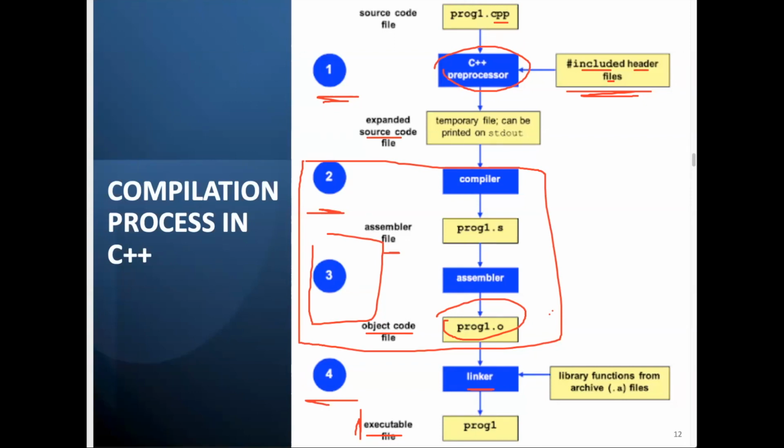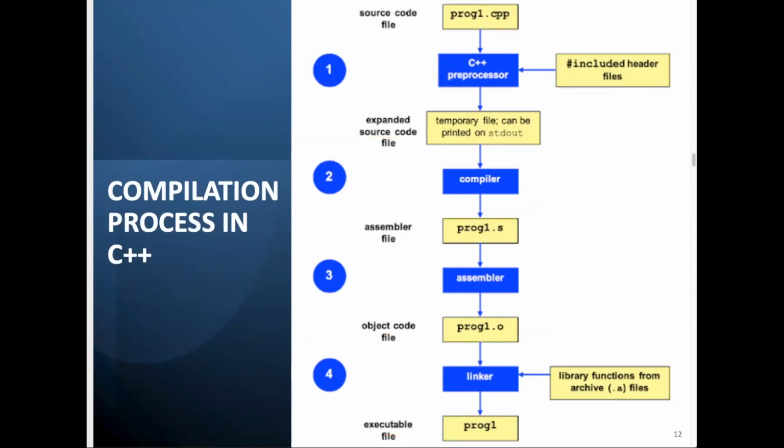Let's dive right into each specific step: number one, preprocessor, number two, compilation that involves assembly, and then number three, which is linkage. Let's move on to the next page.